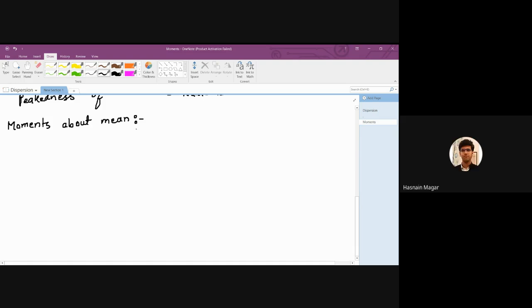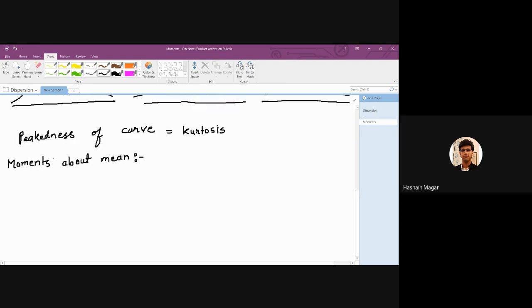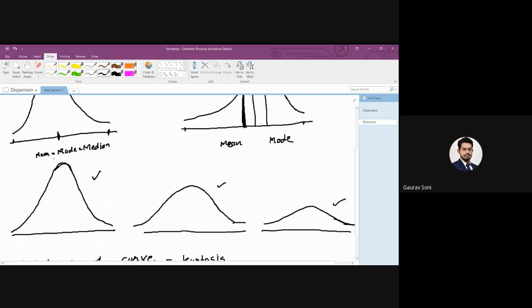Sir, I have a question. Yes. Sir, is the width of all of those graphs the same? Width, of course, in the same condition, we'll consider it the same, but it will of course depend on the data that we have.